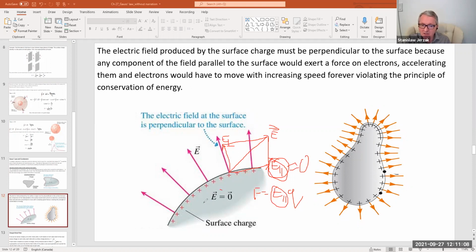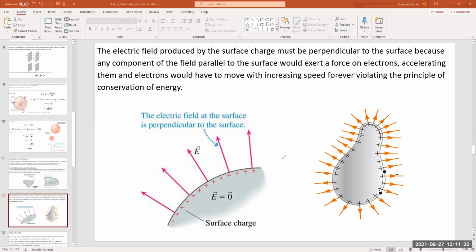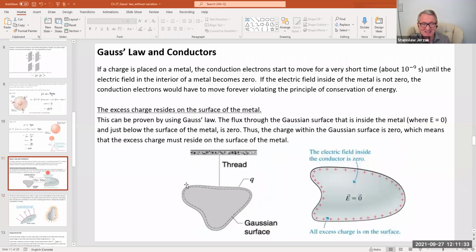That electric field inside is 0, that excess charge is located on the surface of the metal, and the surface charge produces electric field which is perpendicular to the metal surface. Any questions about that? So I have a question. Yes. I didn't quite understand how electric flux was related to this from the previous slide. Okay, can you explain? I know I did it very quickly, so I apologize.